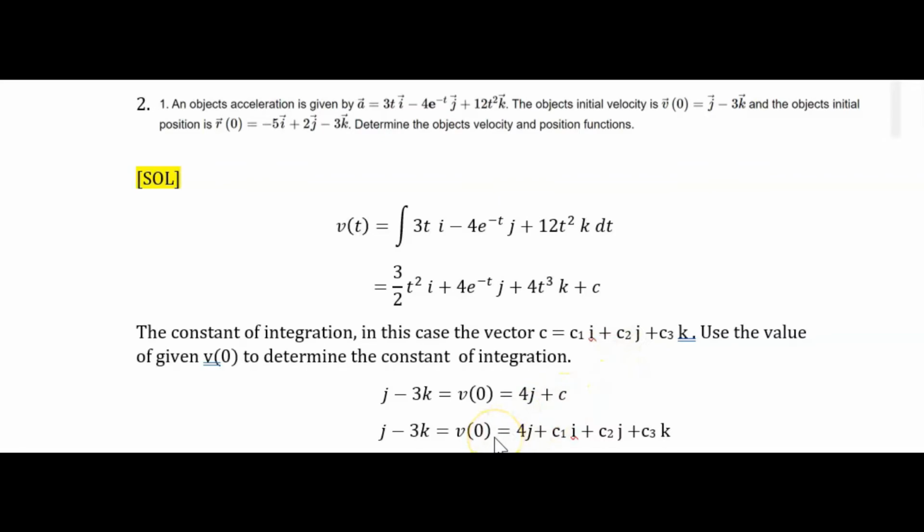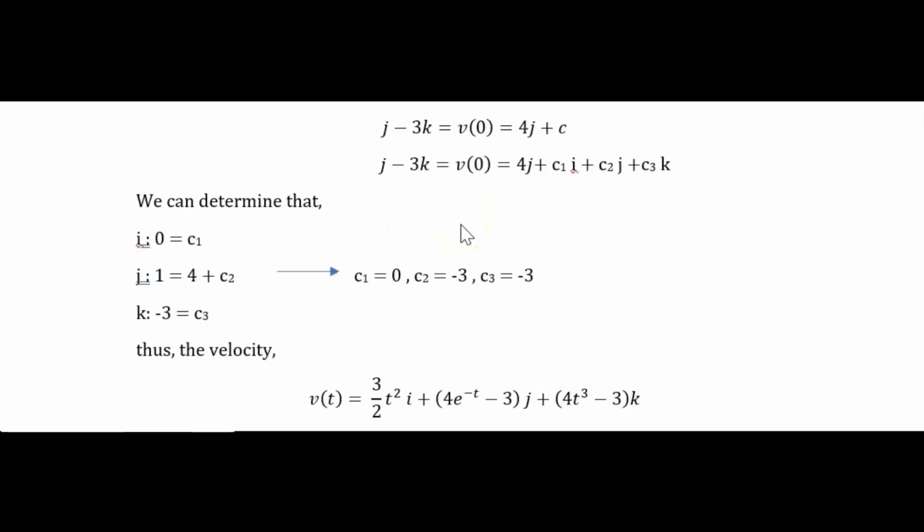Therefore, the initial velocity has two values, which is j minus 3k from the question, and the value of this when we substitute 0 into this equation. We'll get 4j plus c1 i plus c2 j plus c3 k. To determine the values of c1, c2, and c3, all we need to do is set the various components equal, or in other words, compare from both sides. For the value of i, on the left hand side there is no value, so it will be 0 equals to the value of i from the right hand side, which is c1. We do all the same thing for j and k.